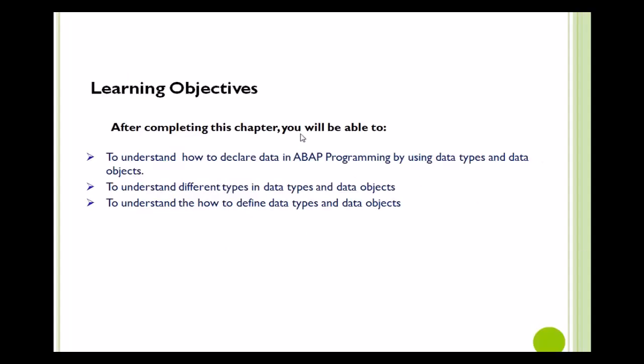After completing this chapter, you will be able to understand how to declare data types in ABAP programming by using data types and data objects, to understand the different types of data types and data objects, how many types of data types you are going to learn, and to understand how to define data types and data objects.